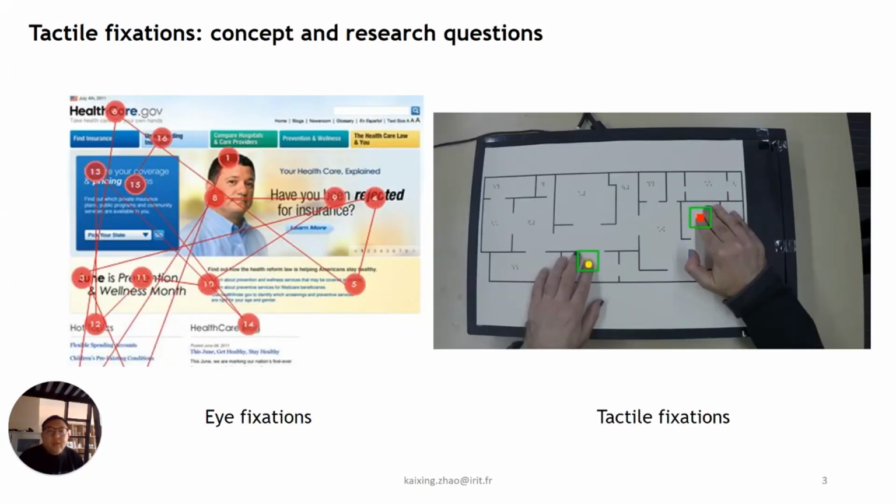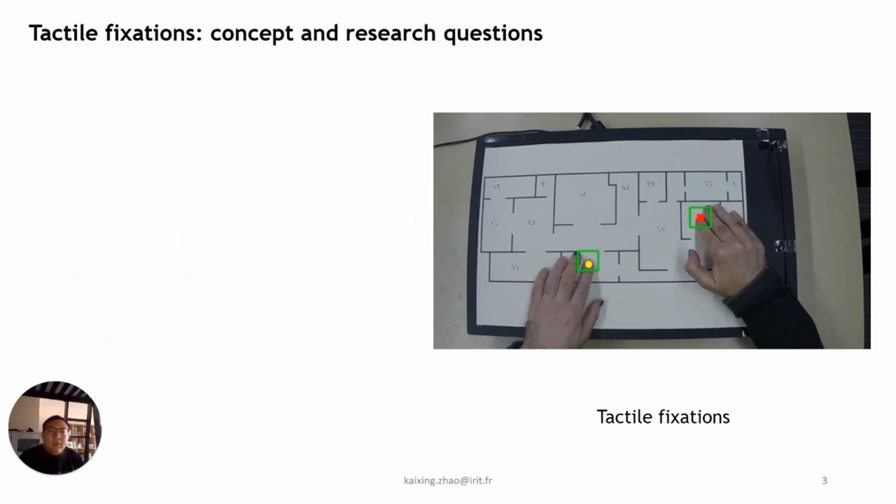To introduce the concept of tactile fixations, we draw inspiration from eye fixations. When searching for specific visual information, human eyes are either in movement or stationary. As shown in the figure on the left, the points represent eye fixations. In the domain of visual accessibility research, we made the hypothesis that the eye fixation paradigm can apply to the tactile exploration of raised-line graphics.